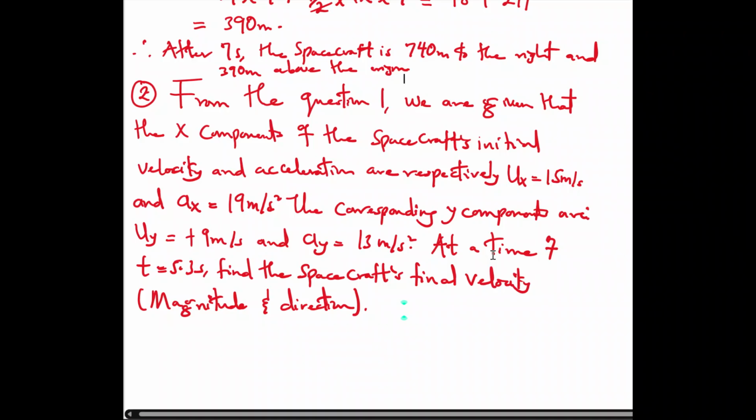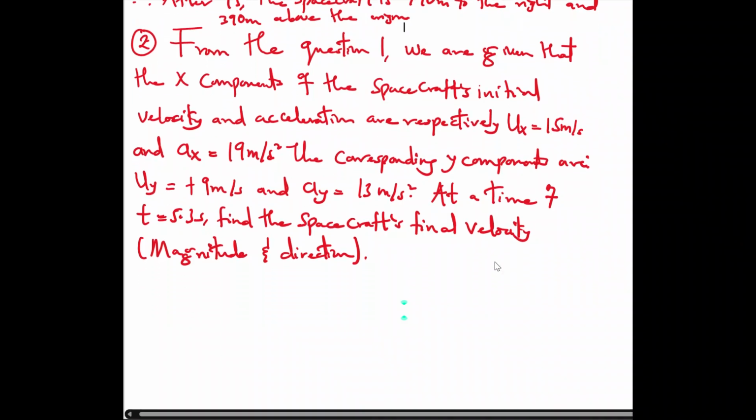So we have the next question, which is a continuation from question 1. It says that from question 1, we are given that the x components of the spacecraft's initial velocity and acceleration are respectively ux equals 15 meters per second and ax equals 19 meters per second squared. The corresponding y components are uy equals plus 9 meters per second and ay equals 13 meters per second squared. At a time of t equals 5.3 seconds, find the spacecraft's final velocity. When we are finding the final velocity, we are going to find the magnitude and the direction.